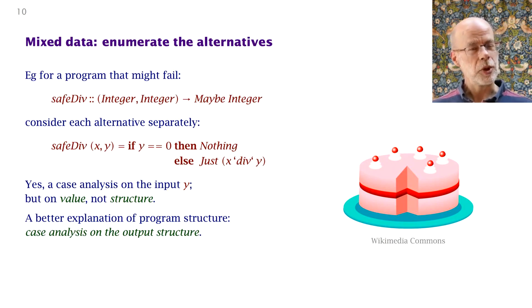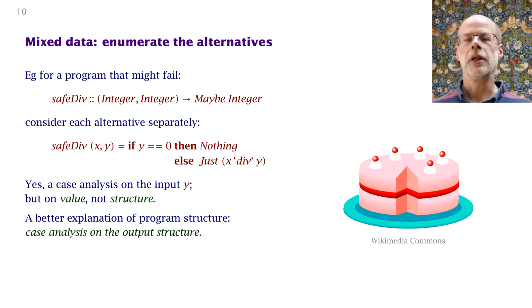So what is the structure of this program? Where did that structure come from? If I couldn't immediately see the program, how can I make a first step towards it? Of course there is a case analysis on the input, y. But it's not a case analysis determined by the structure of the input, because here y is not a structured argument. It's not a record, it's not a list, anything like that. Instead, it's a case analysis on the value of the input y. So this is not following our advice about considering input data structure, and that doesn't explain this program.